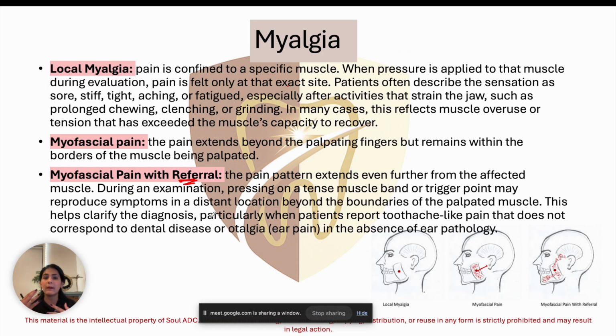So when you are examining, although the trigger point is going to be one point, it is going to spread to further areas as well. Pressure on a tense muscle band or trigger point may reproduce symptoms in a distant location beyond the boundaries. So we are talking beyond the boundaries of the muscle. It is spreading in that area, and that's how we are able to differentiate all 3 of them. Okay.